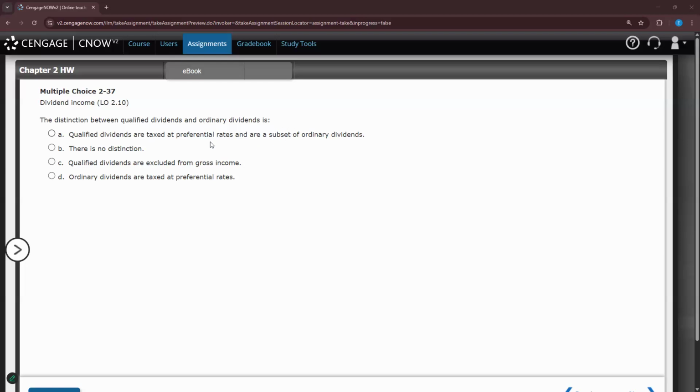This seems correct, but we'll go through the rest. B states there is no distinction, and this is not true, so B is incorrect. C states qualified dividends are excluded from gross income. Absolutely not. This is incorrect. And the last one says ordinary dividends are taxed at a preferential rate. D is also incorrect. So the correct answer is A. Qualified dividends are taxed at preferential rates, and they are a subset of ordinary dividends. Again, the key thing to keep in mind: ordinary dividends are subjected to your ordinary income tax rates, and qualified dividends are qualified to be taxed at preferential rates, which is similar to long-term capital gains.